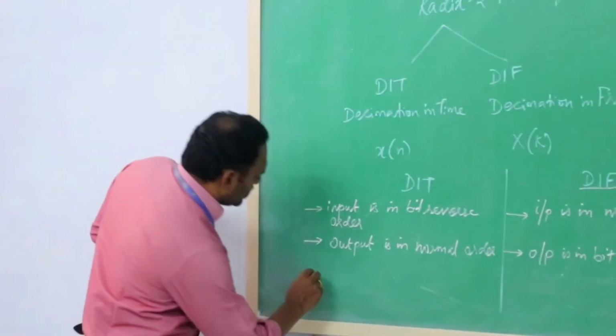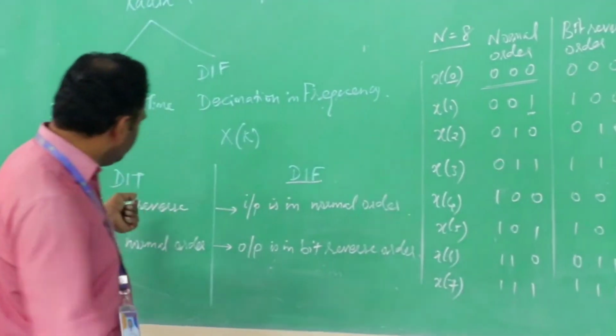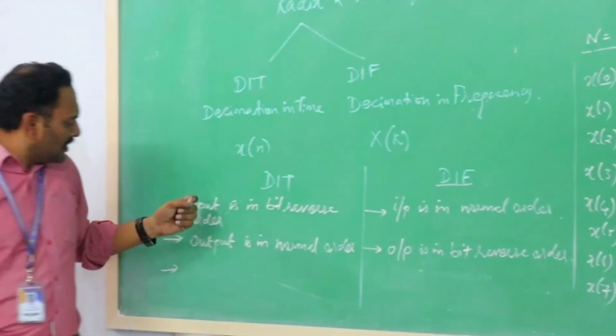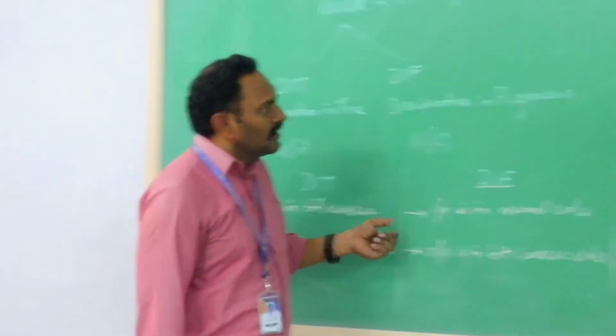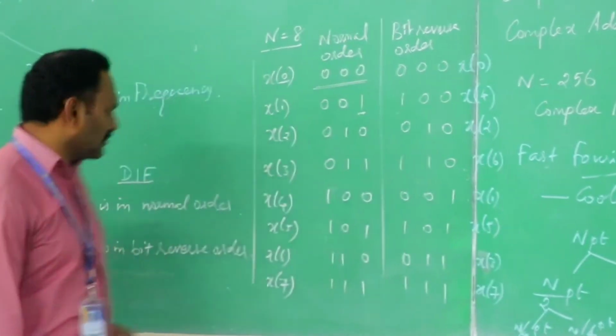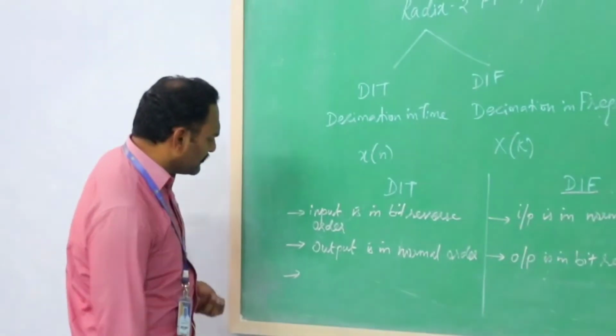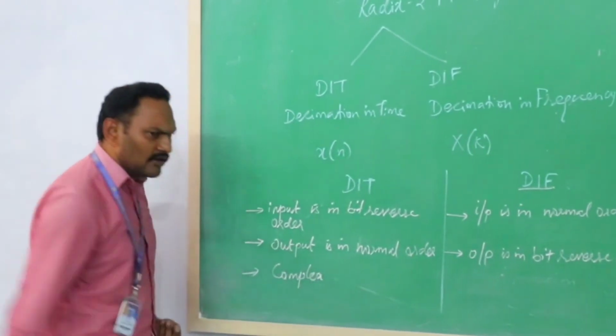Okay. Likewise, the third important difference: as I already showed, the input and output sequences, how they will be written, and how they will be in normal order and bit reversal order. And the third important difference is complexity. It depends on the complex addition and complex multiplications.